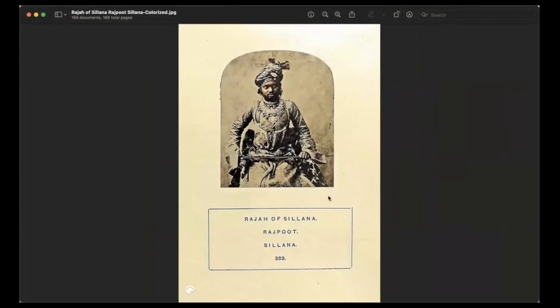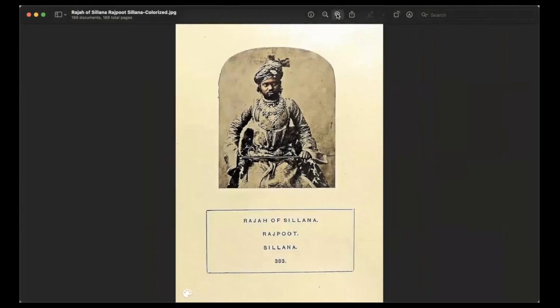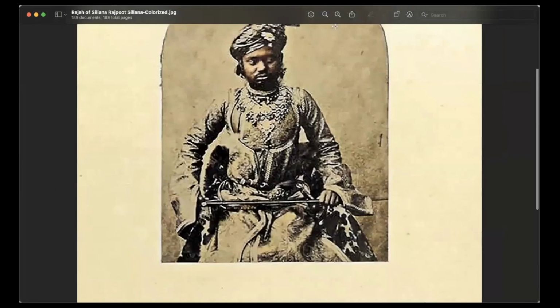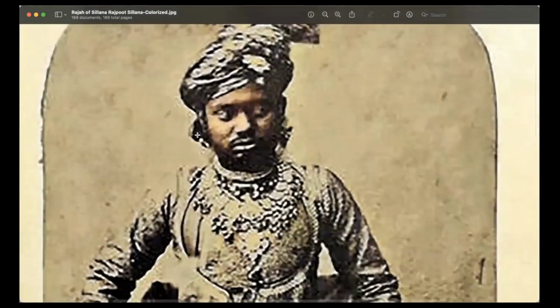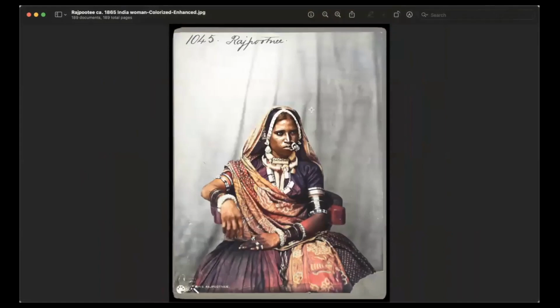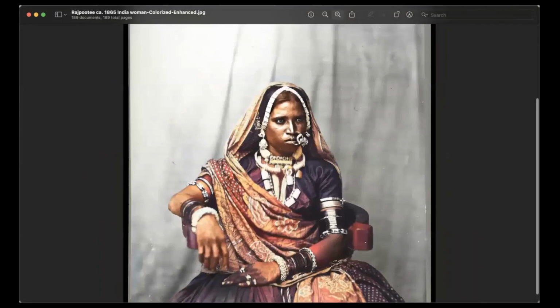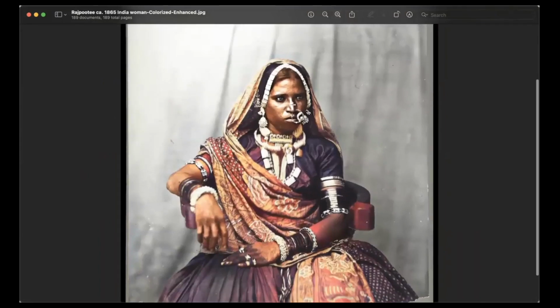Here we have Raja of Silana, Rajput Silana. This is from India, Hindu. All right, check him out. Yeah, look at him. Here we have another Hindu woman, a Rajputi. That's her name, from 1865. All right, very, very swarthy.